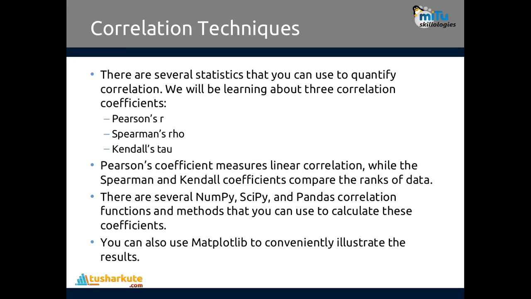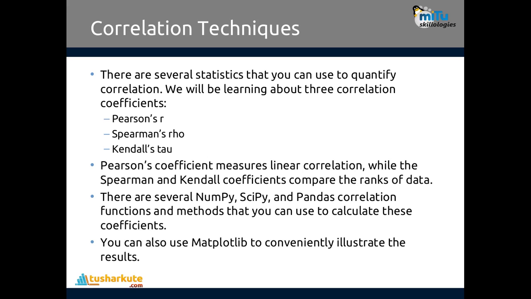Now let's come to the practical implementation of it. I am going to check the correlation among the variables of the data set. So there are three methods by which we can do this correlation technique. There are several statistics that we can use to quantify the correlation. We will be learning about three correlation coefficients here. So in statistics, three commonly used correlation coefficients are used. Okay, first is Pearson's r, then Spearman's rho. Okay, so rho is the Greek character, and Kendall's tau. Okay, so r, rho, and tau. So these three different constants are the correlation factors which we can use.